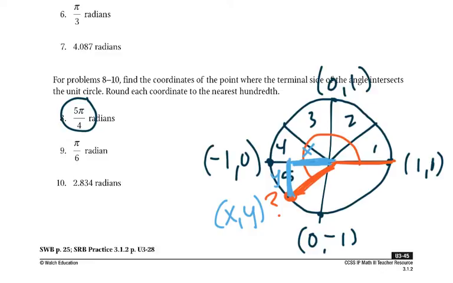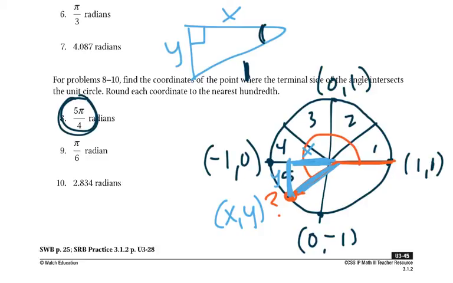Now, what did we just create? Hopefully you can see it. It's a right triangle. This is x, this is y. Do we know the hypotenuse? Yes, we do. Because the unit circle has a radius of 1, I know that the hypotenuse is 1. Can I figure out that angle? Yes, I can. It's 5 pi over 4.